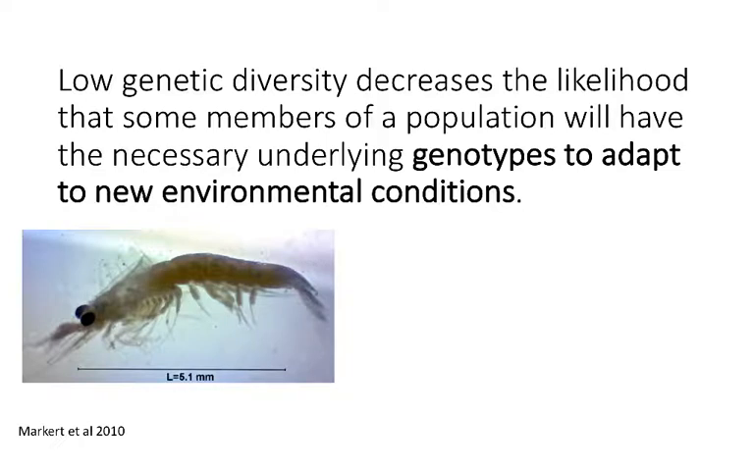So if we think about that example where we had all the different colors in that circle, if you have a lot of different possible colors, it's just statistically more likely that one of those genotypes, one of those colors, is going to be able to adapt to these new conditions. But if you have low genetic diversity and a low number of genotypes, it's less likely that one of those available genotypes will be able to have the variation needed to adapt to these new conditions.